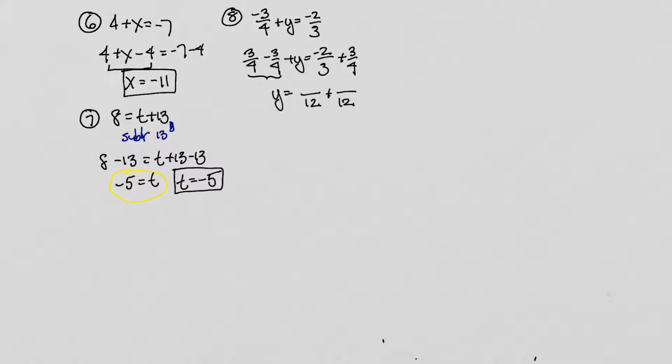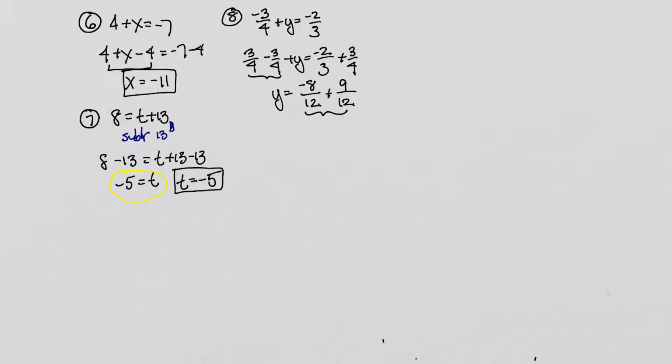And to do so, to get a 3 to a 12, we multiply it by 4. So I have to multiply the top by 4. So negative 2 times 4 is negative 8. And then over here, to get the 4 into a 12, we multiplied it by 3. So I'll have to multiply the top by 3. 3 times 3 is a 9.